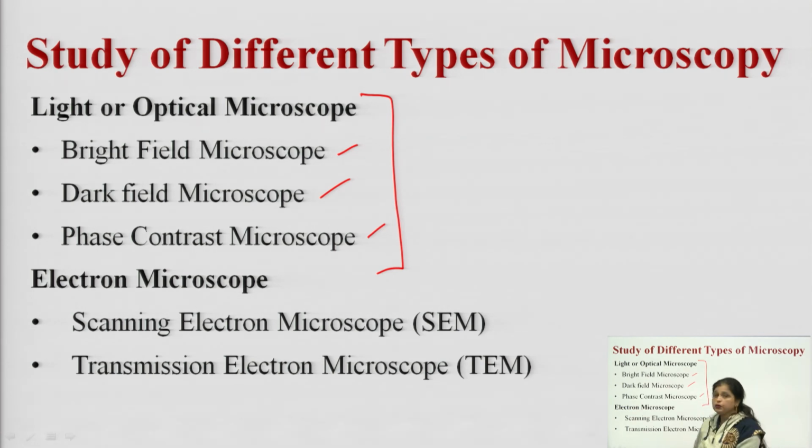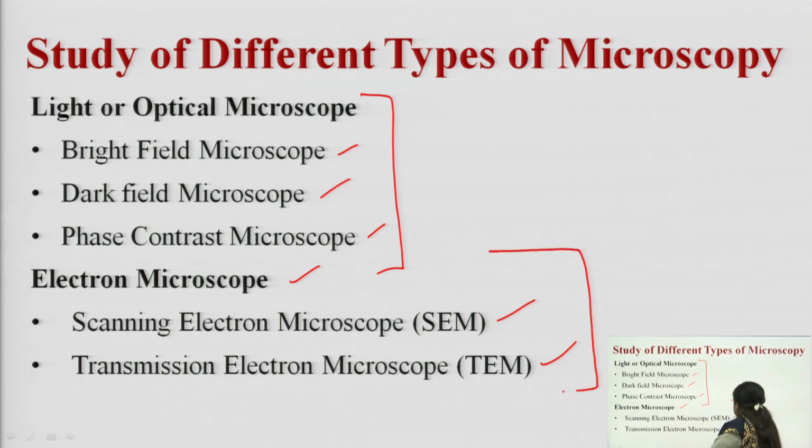Today what I am going to deal with is the electron microscope. We will cover what an electron microscope is, and along with that we will also cover the various types of electron microscopes. The first one is SEM, the scanning electron microscope, and the second one is TEM, the transmission electron microscope. This lecture on electron microscopy is the last part of our unit number 1.